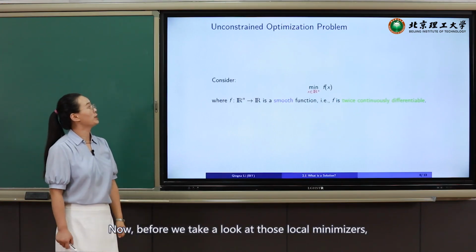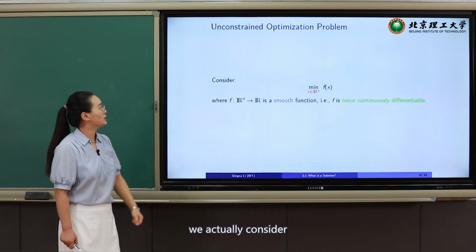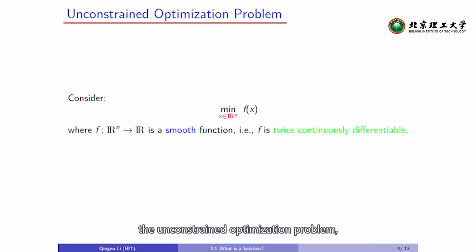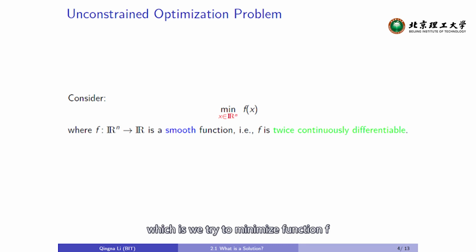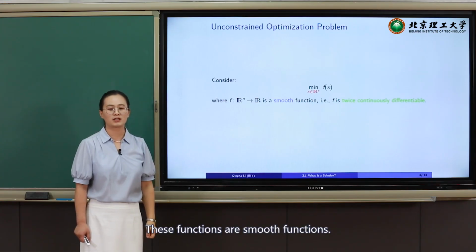Now, before we take a look at those local minimizers, let's recall that in this chapter, we actually consider the unconstrained optimization problem, which is we try to minimize function f, and the variables are in n-dimensional space x. This f, we assume that it is a smooth function. So what is a smooth function? We define it as twice continuously differentiable function. These functions are smooth functions.